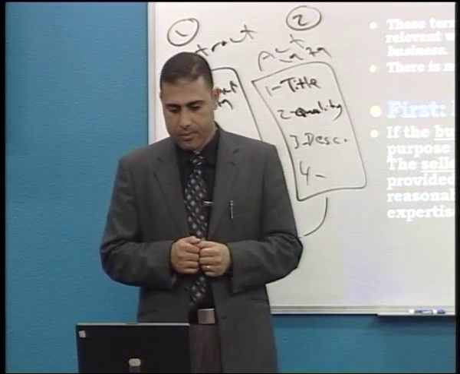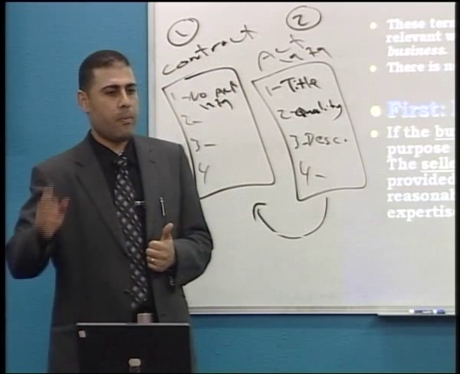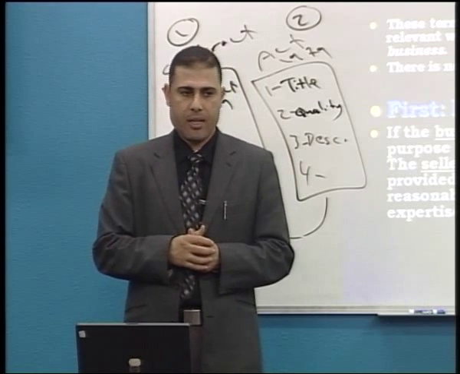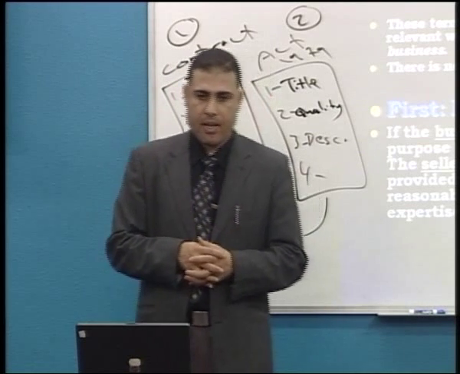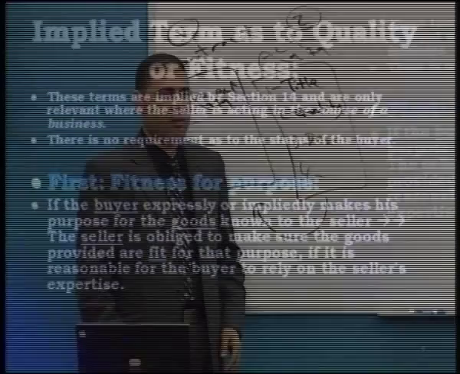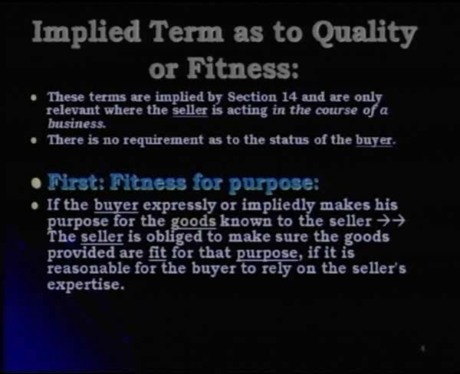Section 14 has two sides, two divisions. Number one is fitness. Number two is quality. Fitness for purpose. Fitness, fit, suitable or not? Fitness for purpose. Okay. Look at this here. This is called a whiteboard marker, isn't it? Whiteboard marker. We can use it on this board.